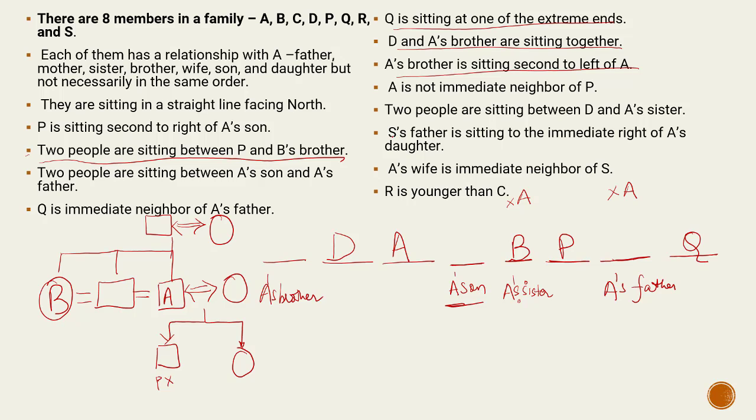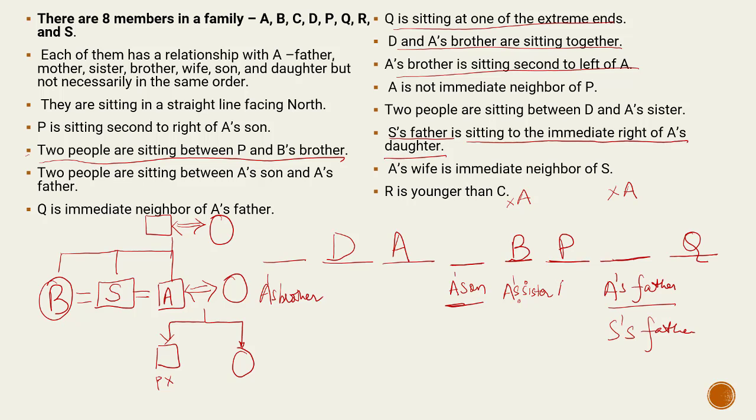Now we are also talking about S's father here. S's father is sitting to the immediate right of A's daughter. Now you have to think who could be S, and also keep in mind that B, who is A's sister, A and A's brother would have the same father. So if we assume that S is A's brother, let's see if this fits into the data or not. When I say S's father, that would also mean the same person is A's father. S's father is sitting to the immediate right of A's daughter. So this is A's father, and I'm saying this is also S's father.